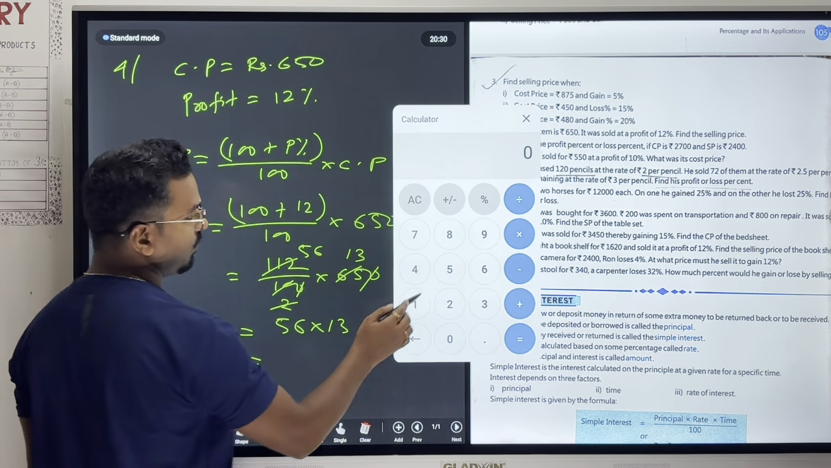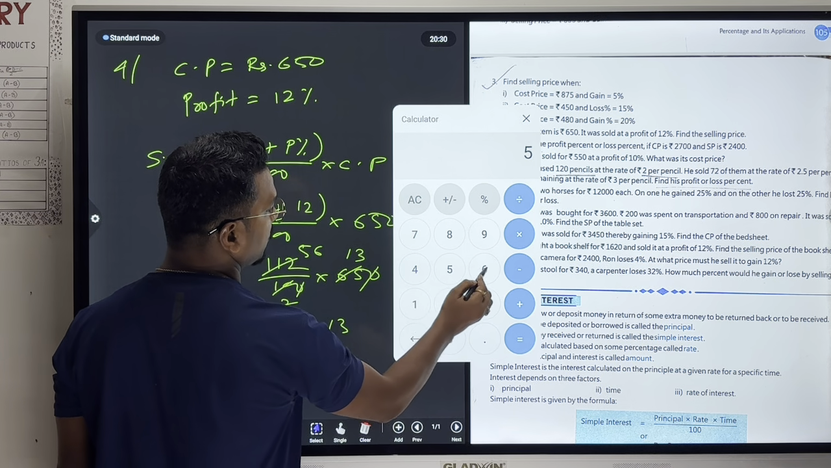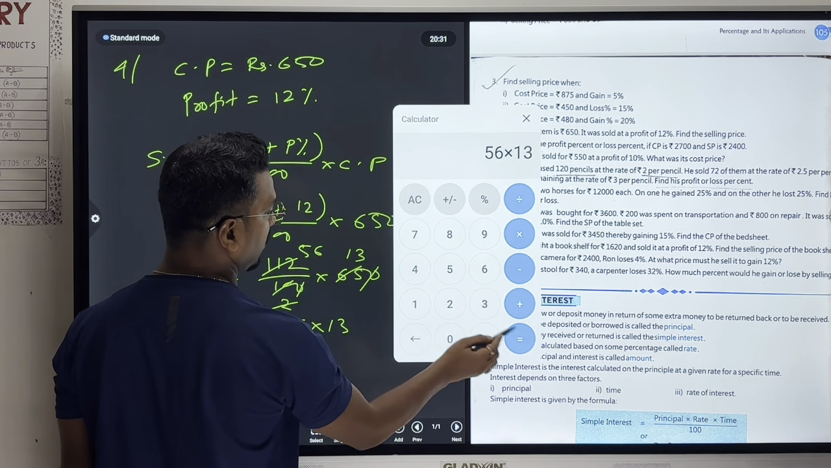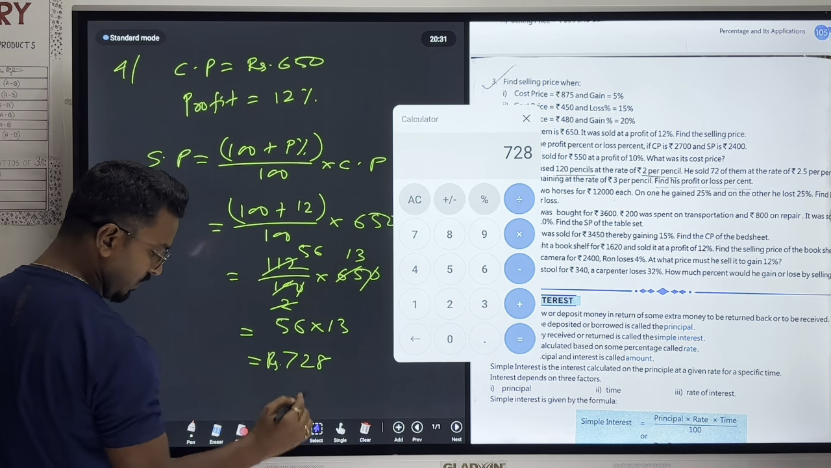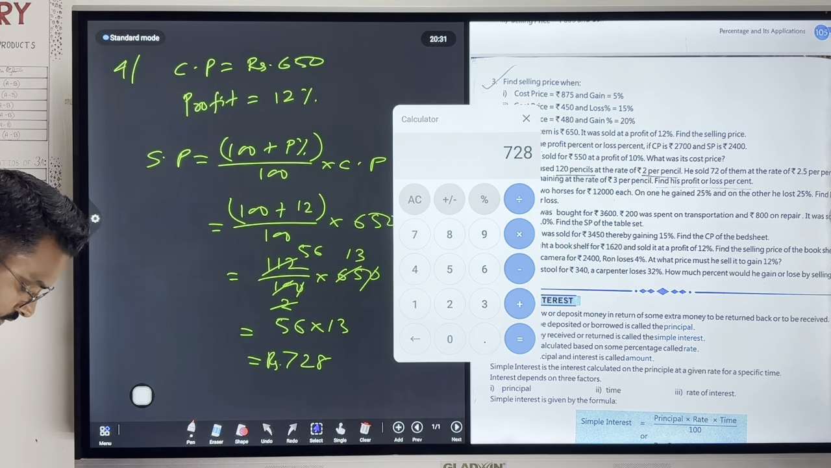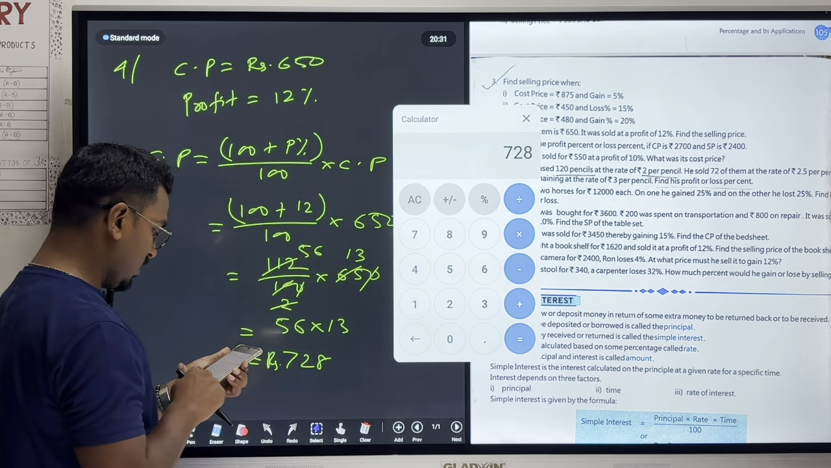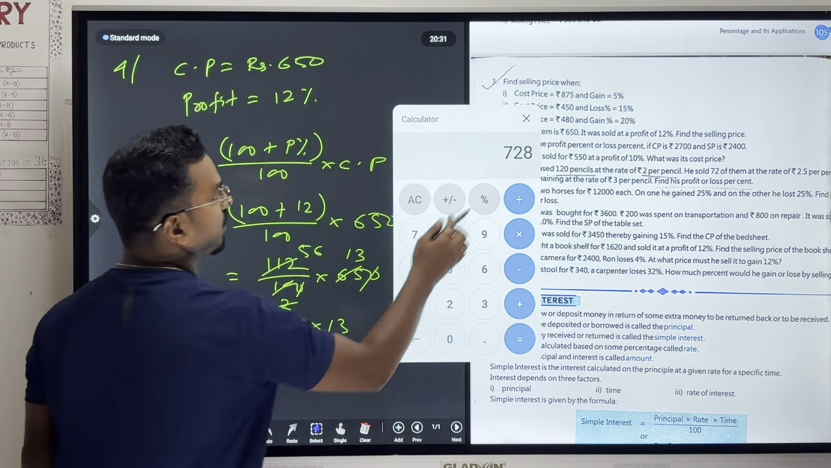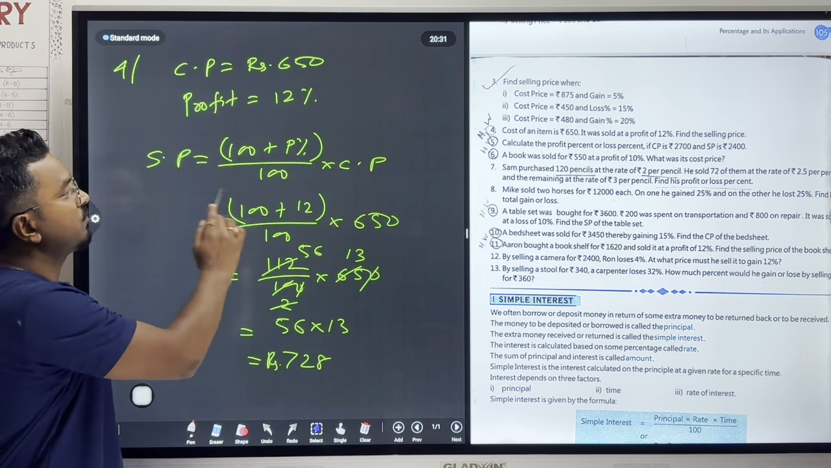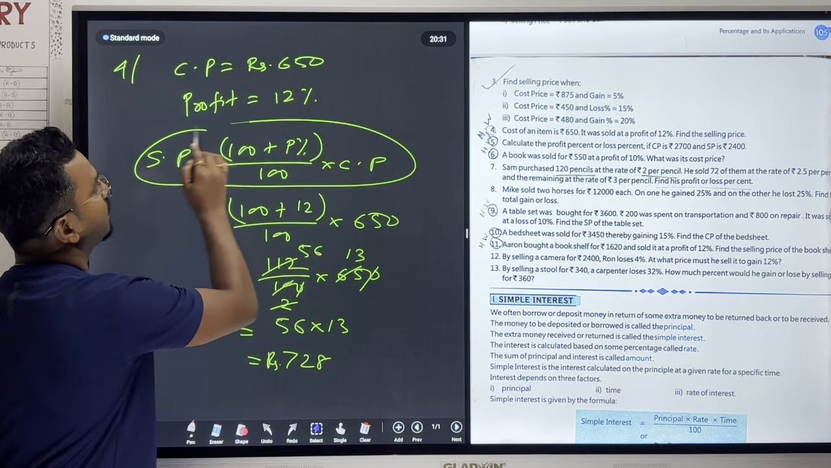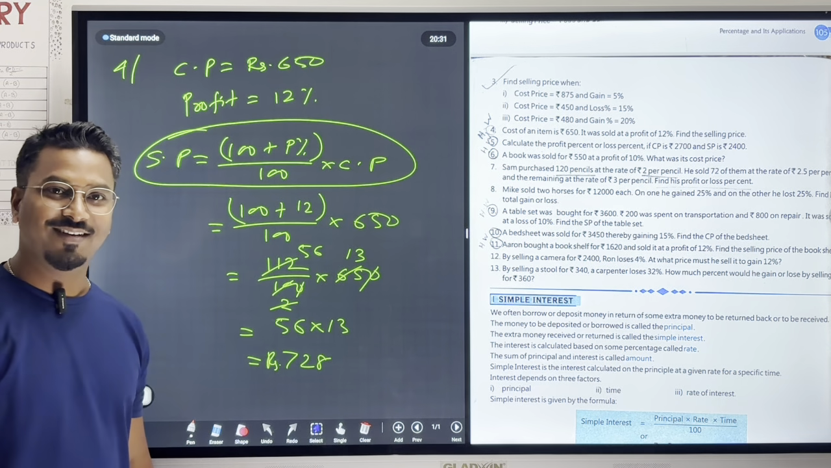Just multiply it. 56 multiplied by 13. What you will get? 728 rupees. Okay. Is it the correct answer? 728 rupees. Correct. Clear? You can apply this formula and find the selling price if the cost price and the profit percent are given. Okay.